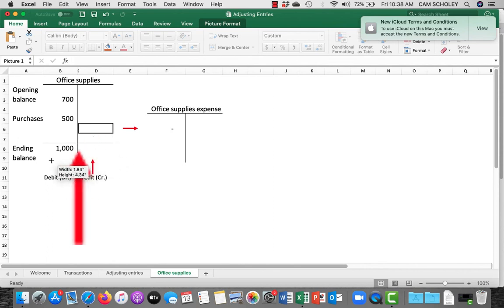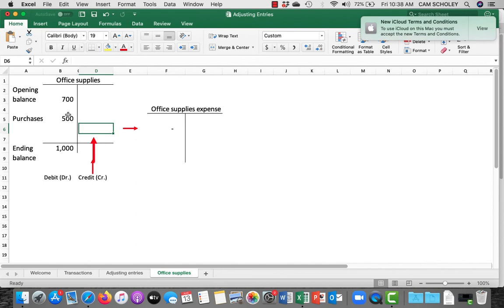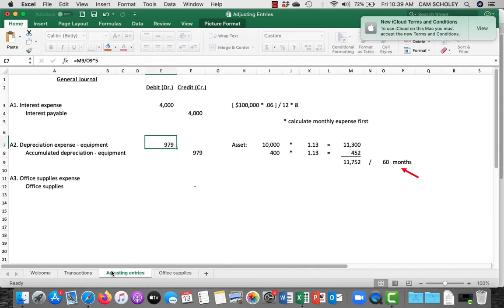You can use some quick algebra to calculate that. Really what you're doing is you're adding these two and subtracting this one. So just to keep it simple, I'm just going to type in the $200 that it is, but just make sure you put in the right credit amount. So there's your credit for what will be the journal entry, a credit to office supplies of 200, and then a debit over here to office supplies expense of 200. So that's what we're going to do over here.